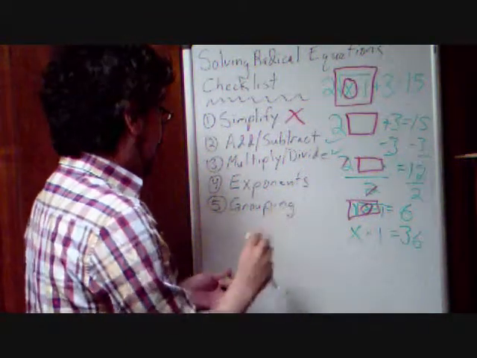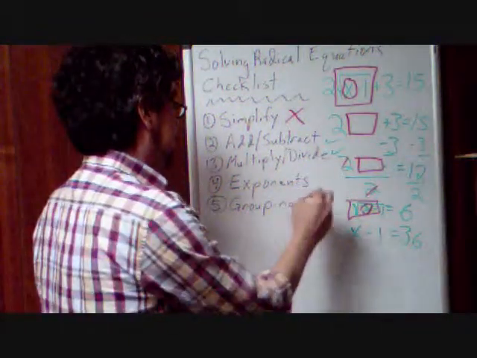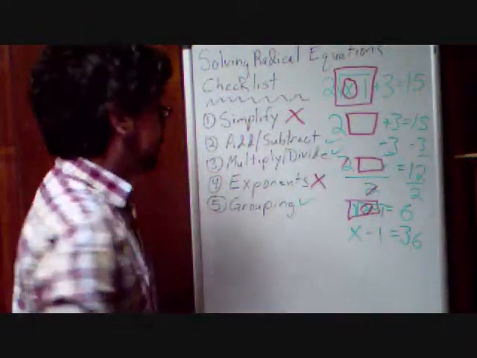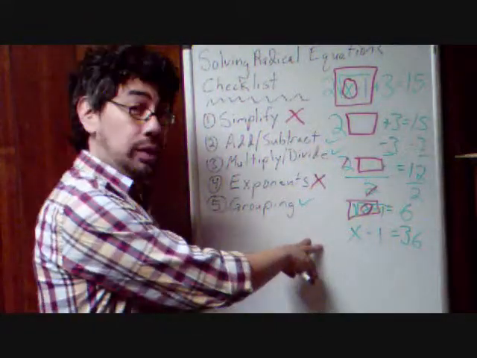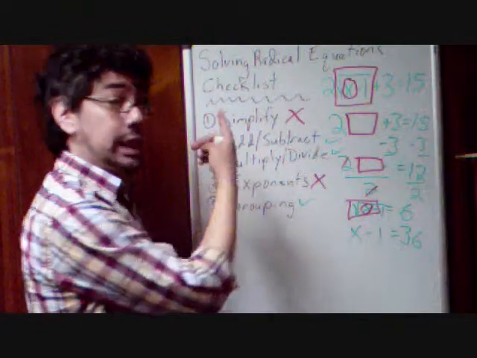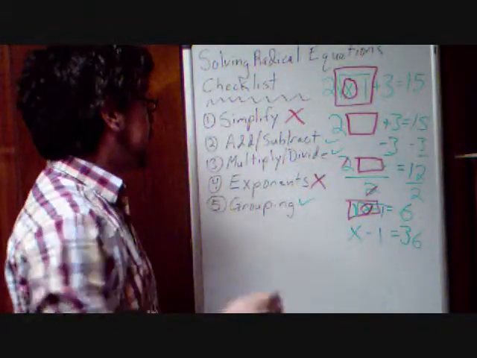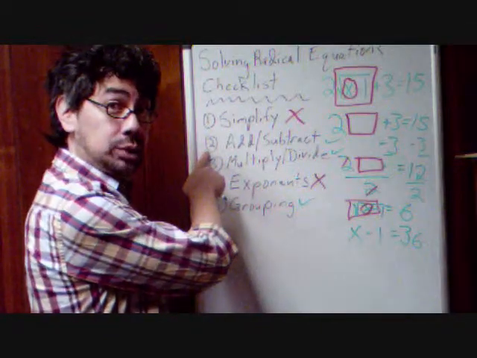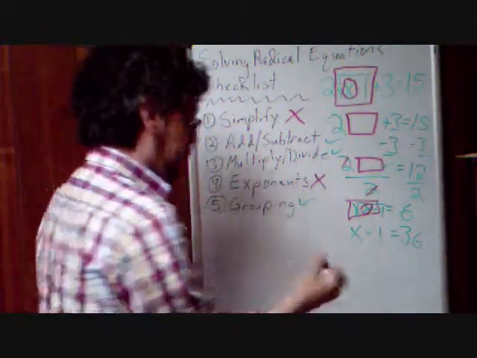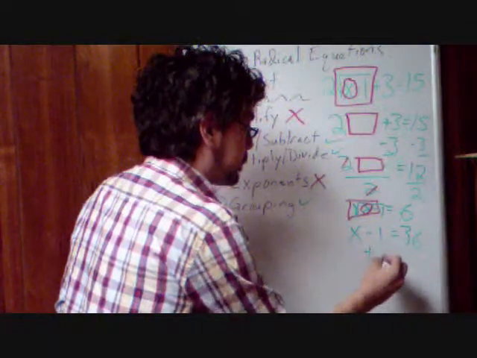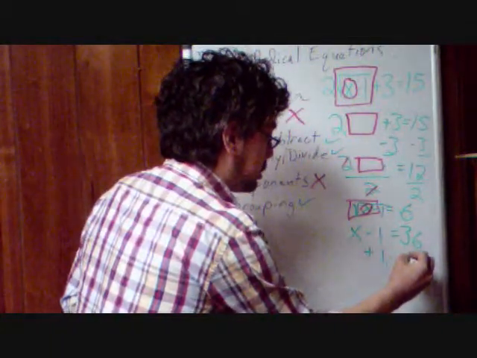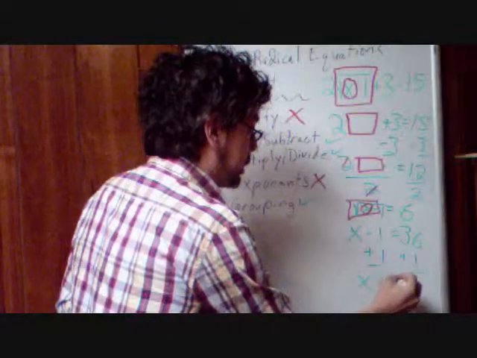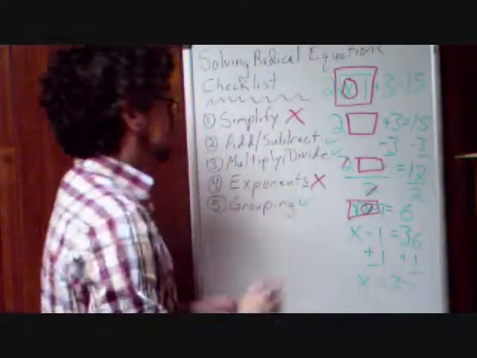So we dealt with our grouping. We skipped our exponents. We didn't need to do any of that. But again, when we deal with our grouping step, we might have to go back to an earlier step. And we see that we do have to come back up to add, subtract, because we're subtracting 1. Opposite, subtract 1, add 1. So x equals 37.